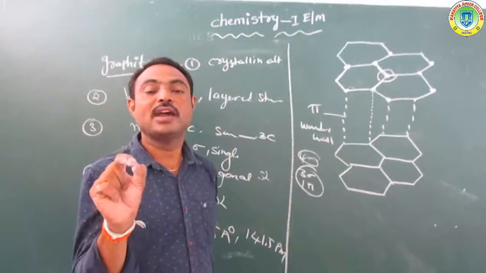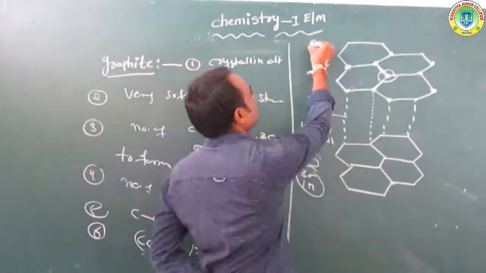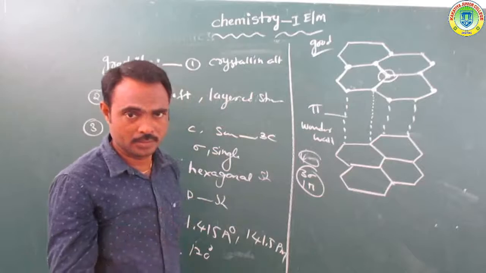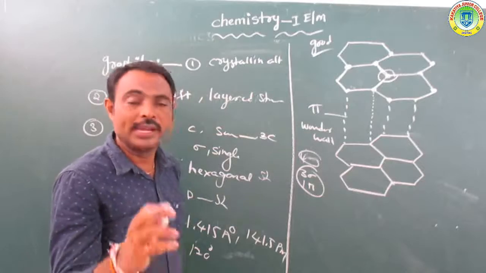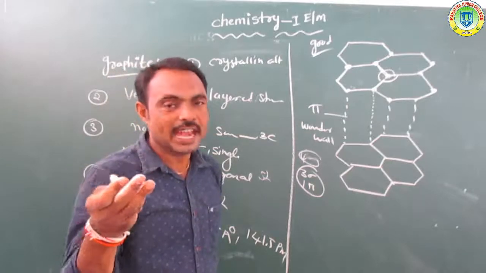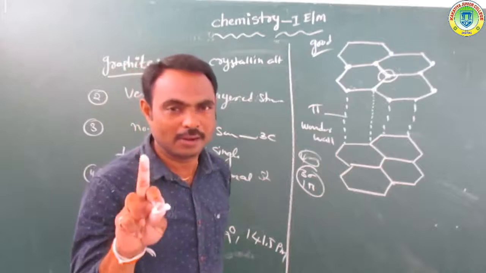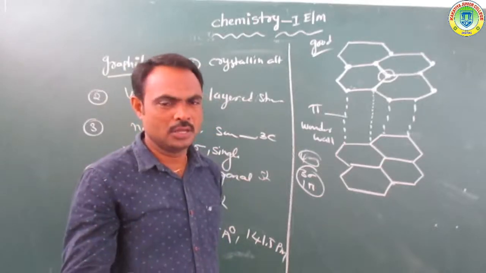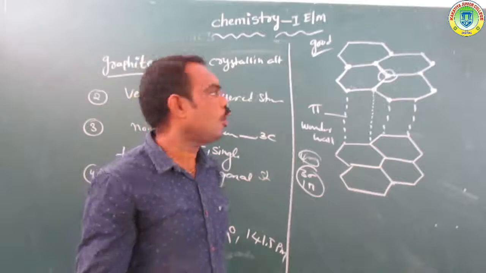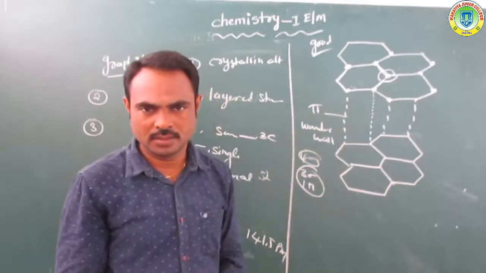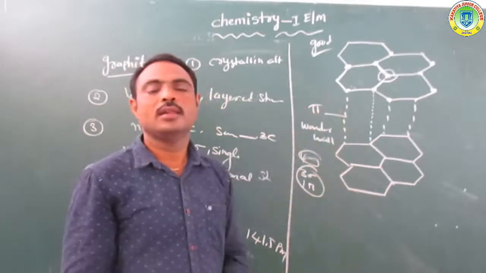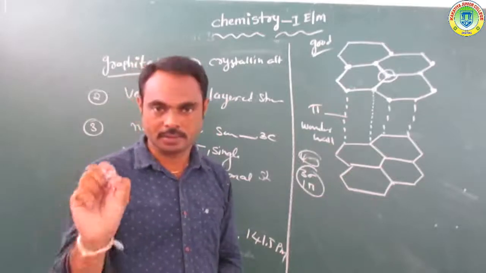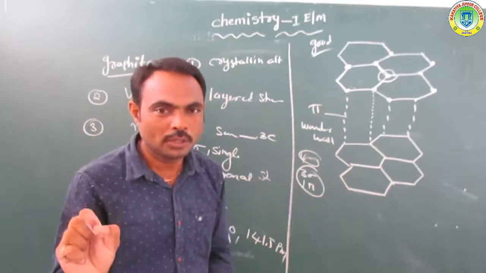Overall, graphite is a good conductor, because it has free electrons or pi electrons. So electricity flows in graphite. Okay, so overall graphite is a good conductor.